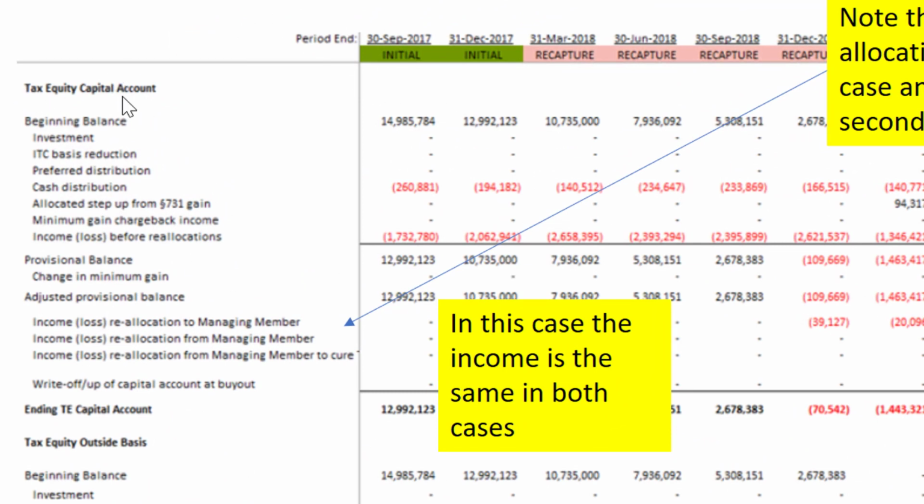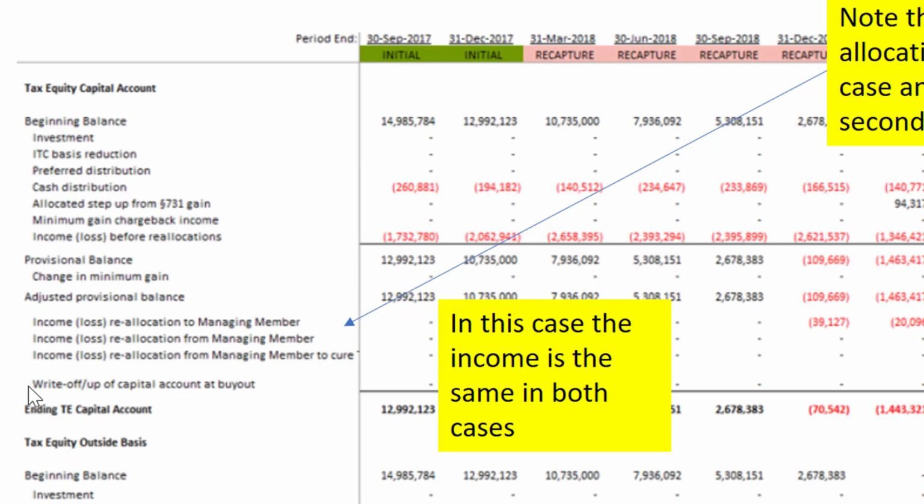So this one they call the 704B regular account. And notice a couple of things here. First of all, they have a beginning balance and an ending balance. The investment is how much you put into the company. The distribution is how you take out, and they have all this other stuff. ITC tax basis reduction, that's not that hard. Minimum gain chargeback, 0. Income before reallocations. Provisional balance. Change in minimum gain. That's only used if you have debt, so take that one out. And then they have income or loss reallocation.